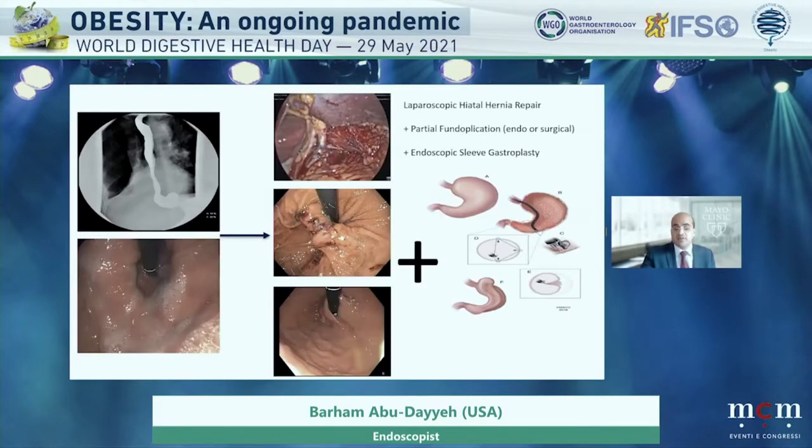This is a very similar case to the one presented at the Mayo Clinic with a small hiatal hernia, about 3 to 5 centimeters, that we corroborated with our surgical colleagues in order to repair the hiatal defect laparoscopically and offered either a transoral fundoplication or a partial Toupet fundoplication combined with an endoscopic sleeve gastroplasty, which is anatomy preserving.